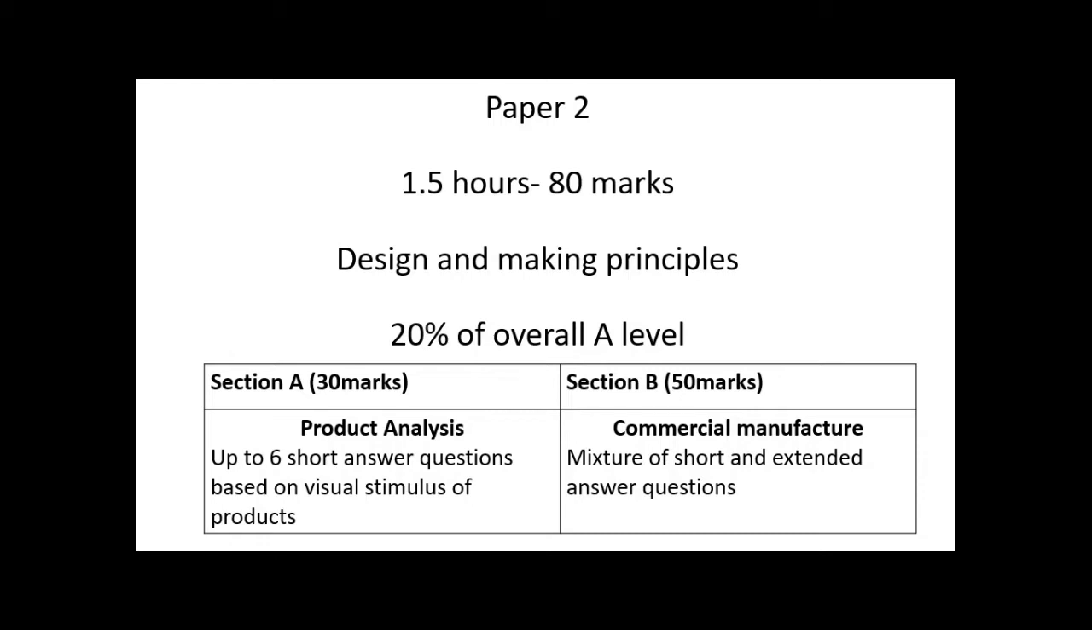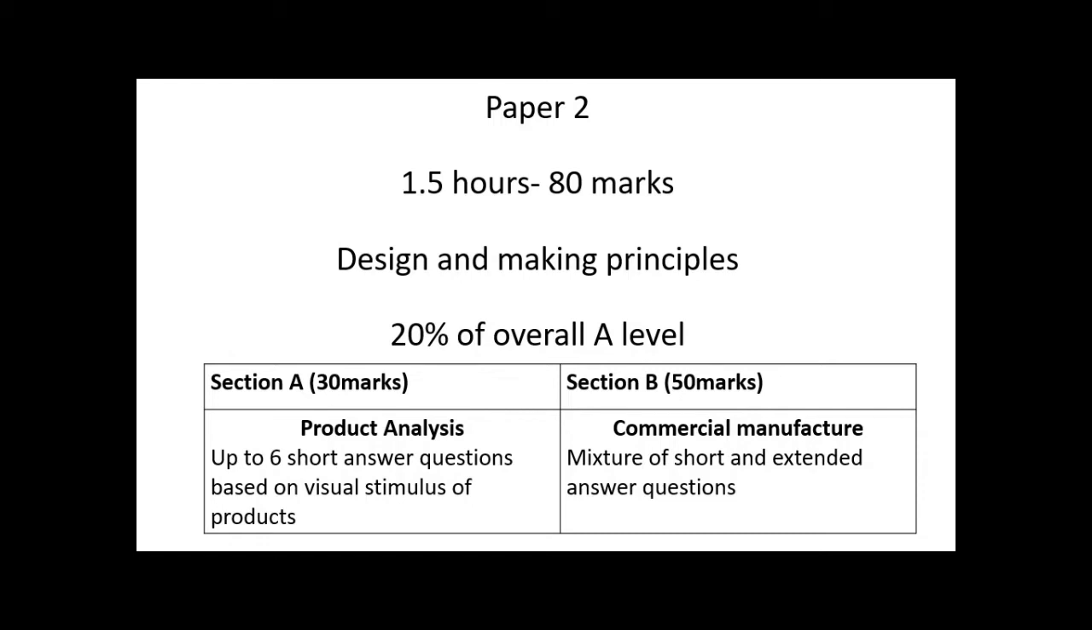So that's split up into two sections. Section A, which is out of 30, so that is a product analysis style question. So there's up to 6 short answer questions based on like pictures of products that it'll give you. So it'll give you a coloured handout attachment to your exam paper, and it'll give you a couple of different products that you've got to answer questions about, whether it's comparing, analysing, whatever it may be.